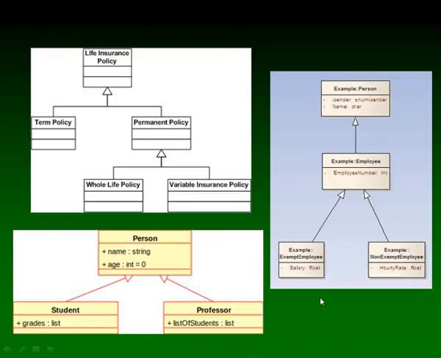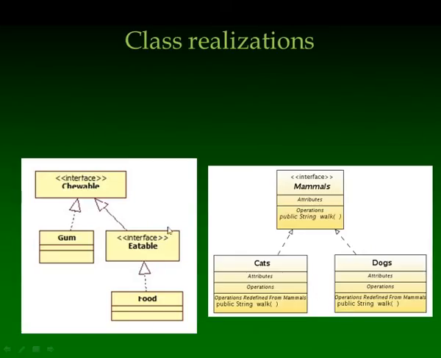Okay, so now we've got class realizations. Realizations are basically specialized relationships that show classes that inherit from abstract classes or interface objects. So here's an interface object, chewable, and we can have an interface eatable, and here's gum, and then there's food, on the assumption that chewing gum is not food, but you can chew it. You can chew it in my class to stay awake.